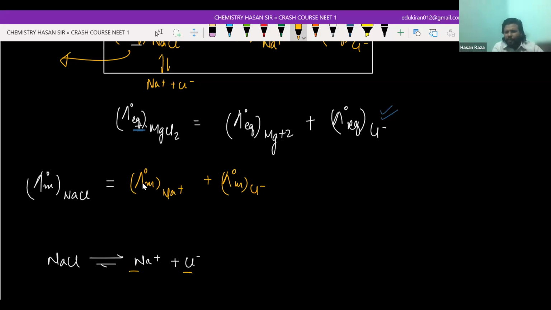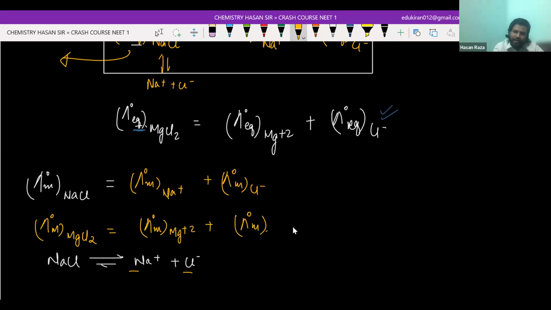So you just need to multiply it by 1 or not, it will not affect it. But if you are going to write the lambda naught M molar conductivity of MgCl2, this will be equal to lambda naught M Mg plus 2 plus lambda naught M Cl minus.